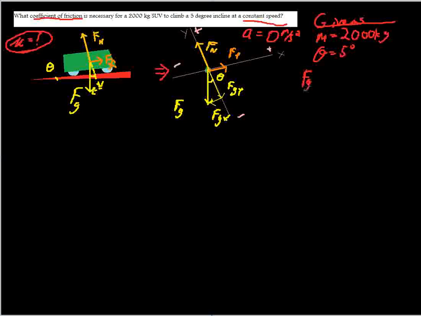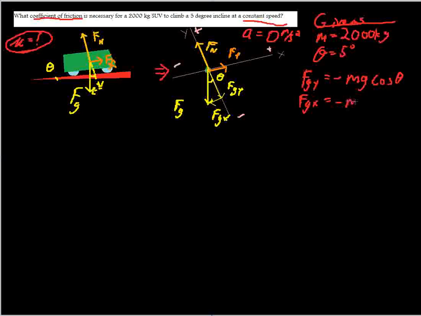Now force of gravity in the y and force of gravity in the x. I'm just going to use some trigonometry here. So I'll have the opposite, because it's in the negative direction, mg sine. I'm sorry, cosine. I'm looking at the y direction. mg cosine theta.